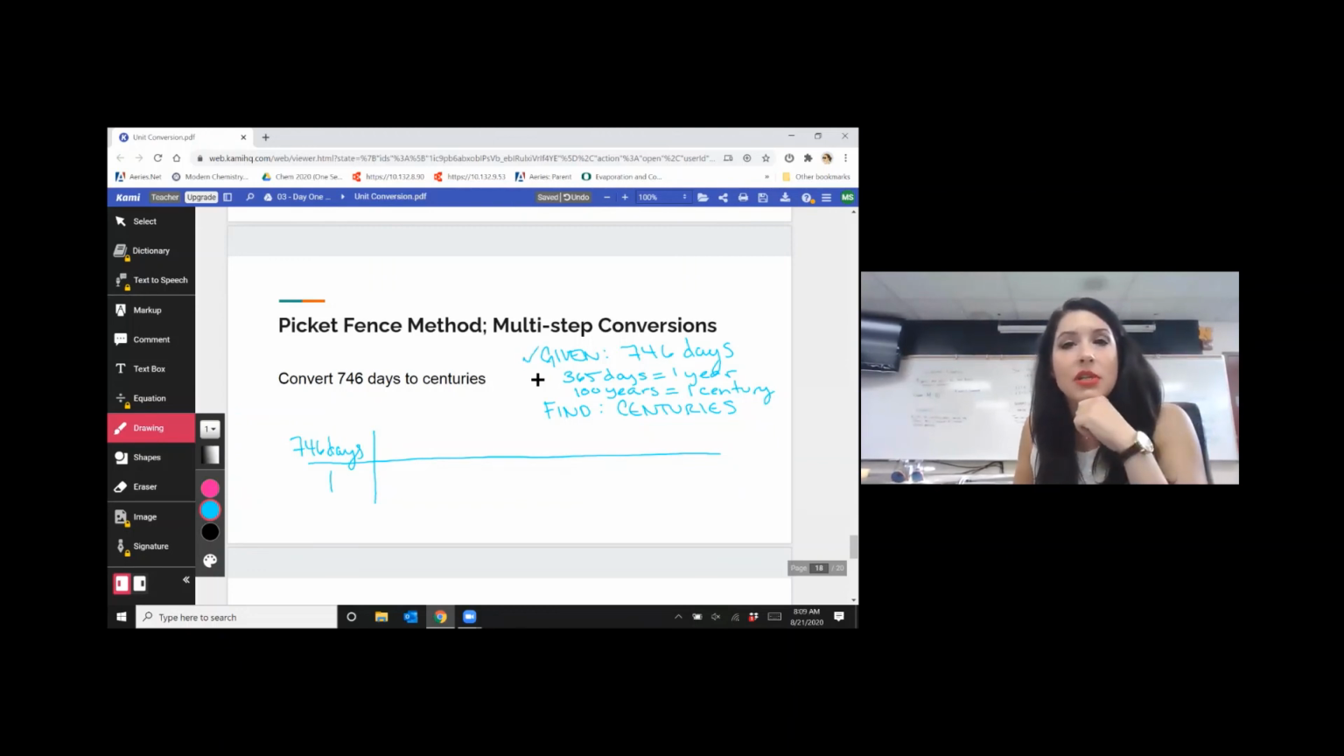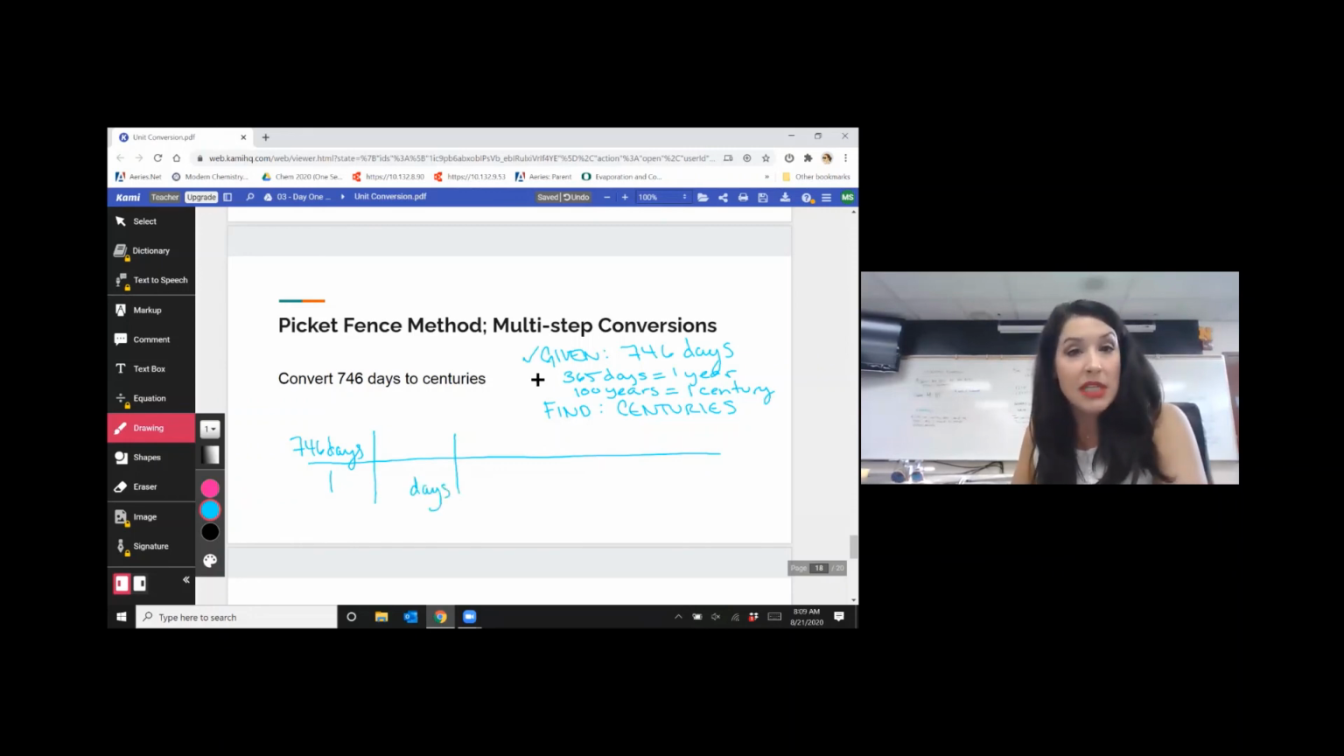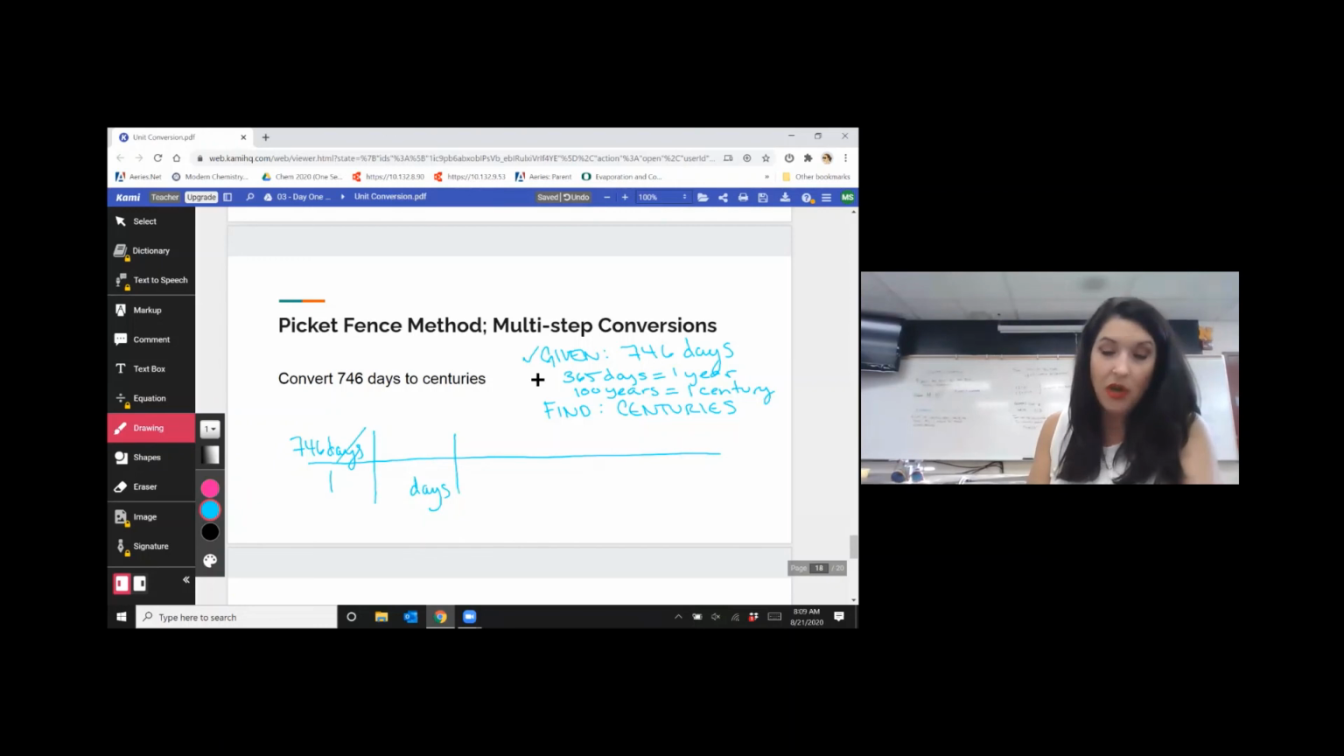Do I use the 100 years in the century? Do I use the days to the years? Well, we know one thing. We know that days will have to go on the bottom. And the reason that we know that is because we want those units of days to cancel out. So let me go up here and find a ratio that has the information of days. Oh, there it is. 365 days corresponds to 1 year.